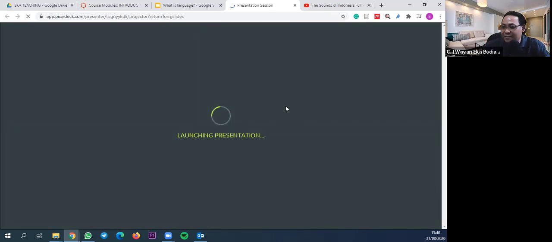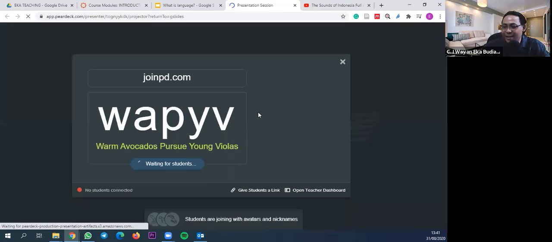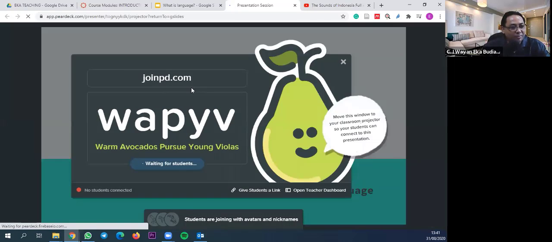So for example, with this explanation, it's still loading. Wait a minute. Okay. What you have to do is go to joinpd.com. You can use your mobile phone, your tablet, or your computer, but you can open another window. Make a smaller window, then type joinpd.com and enter the code WAPY3.